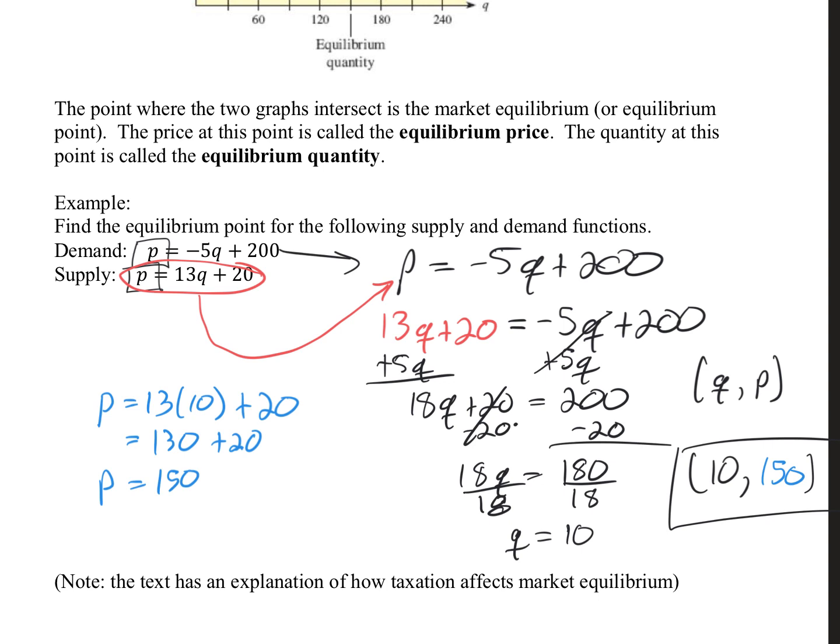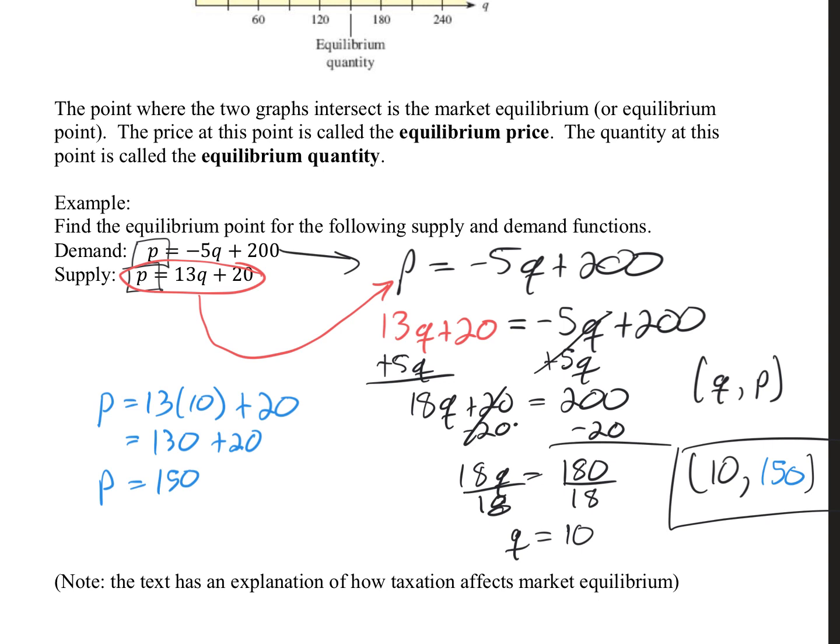Now, you will want to pay attention to the instructions in WebAssign. They may indicate that you should list your point as p first and then q, but if they don't, then just following the example that was in the book, we'll put q first and then p.